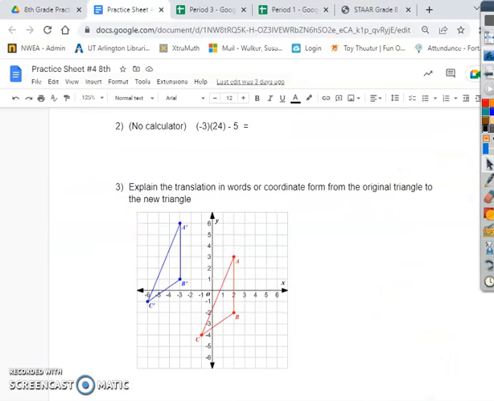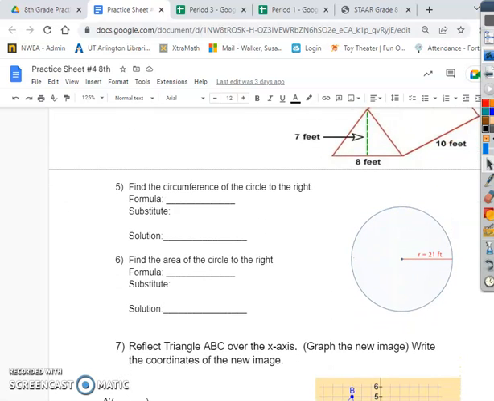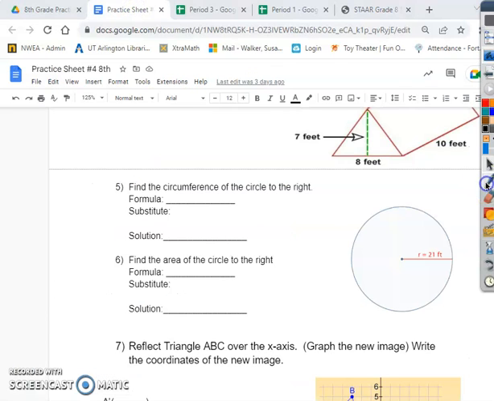Okay, so now we are going to number 5 and 6. This says, find the circumference of the circle to the right. So again, we go to the formula chart. Note that you have the radius. That's important. They won't tell you that necessarily. Circumference is 2 pi r or pi d. We want to use 2 pi r because we're given the radius. So C equals 2 pi radius. That's what the formula says.